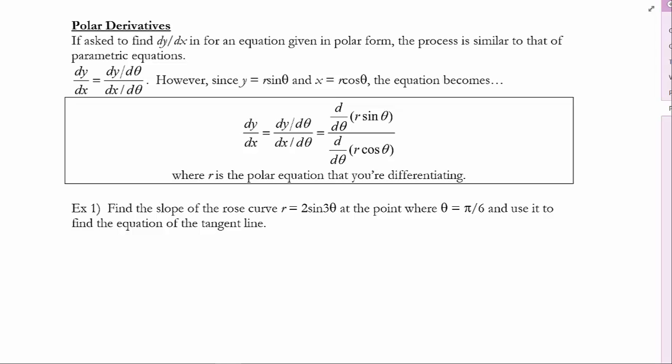There's a bunch of different ways to do polar derivatives, but the key point that we're going to be looking at is finding dy/dx. If you want to find dy/dx in polar, that means you want the slope of the line. Polar dy/dx is very similar to parametric dy/dx, where you have a quotient: dy/dx is dy/dθ over dx/dθ. However, y is r sin θ and x is r cos θ, so you often have to do a little bit more work. Let me show you what that looks like.